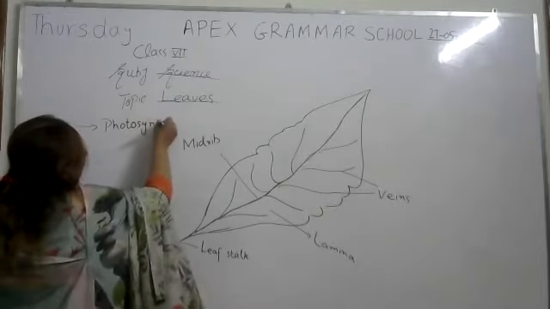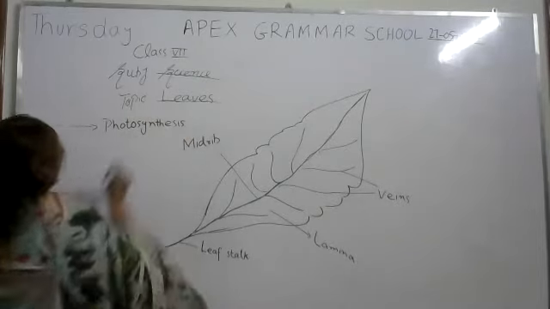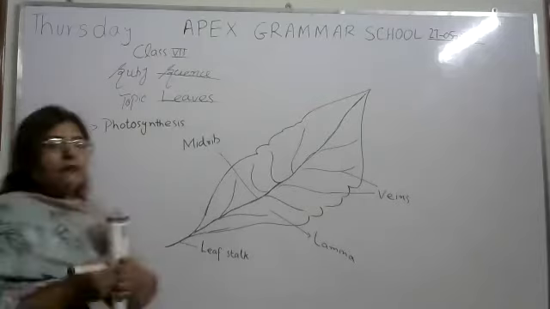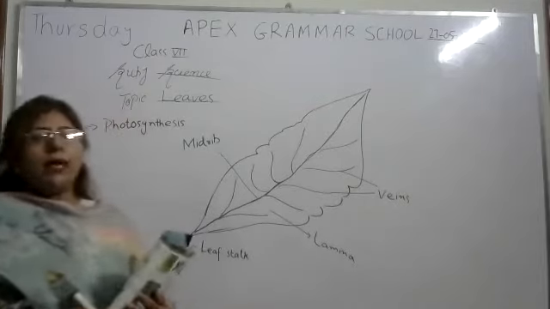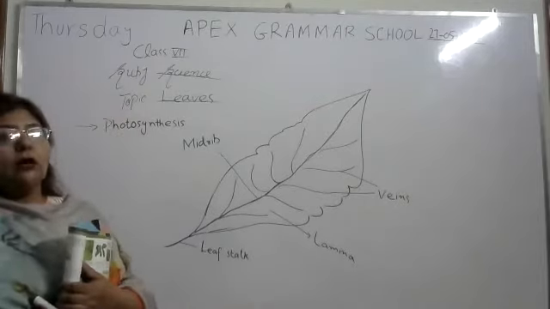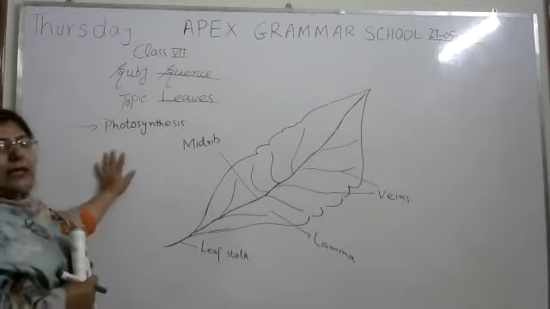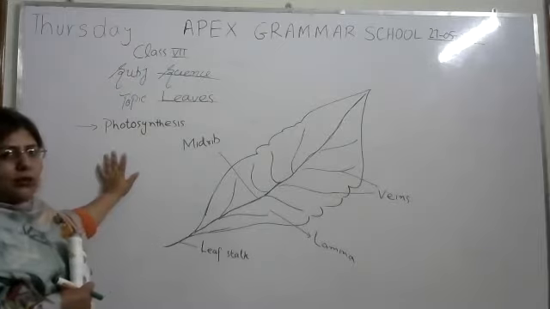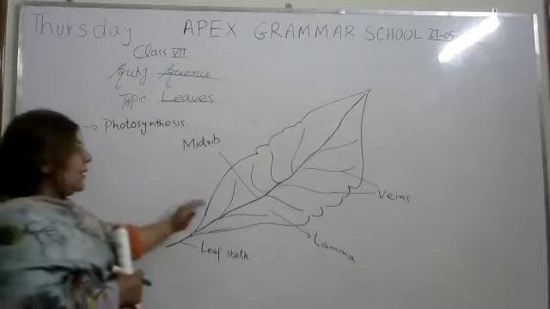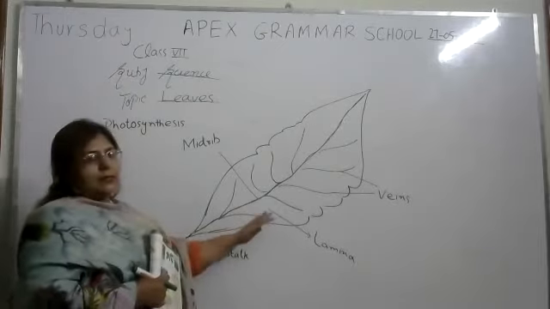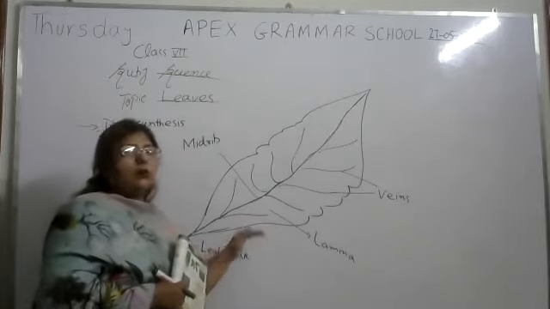So why do plants need to do photosynthesis? Because plants make their food by themselves. For photosynthesis, they need carbon dioxide, they need sunlight, they need water. Okay? And inside the leaf there is a chemical present, which is called chlorophyll.